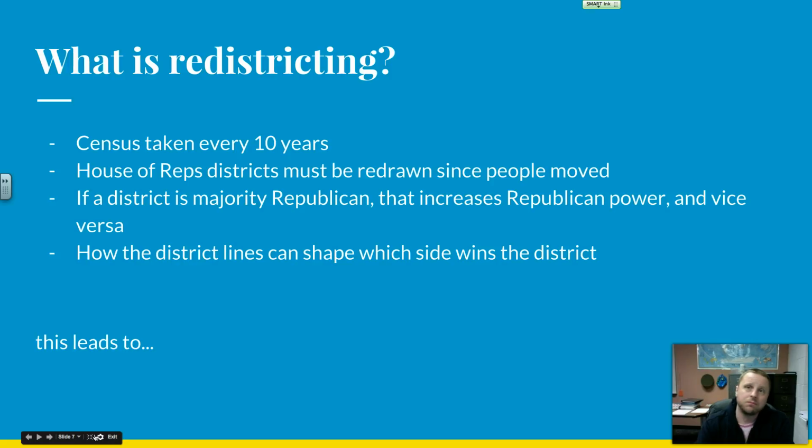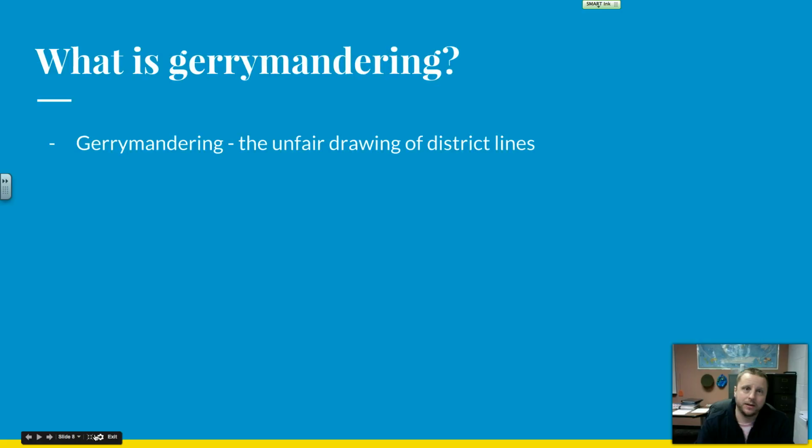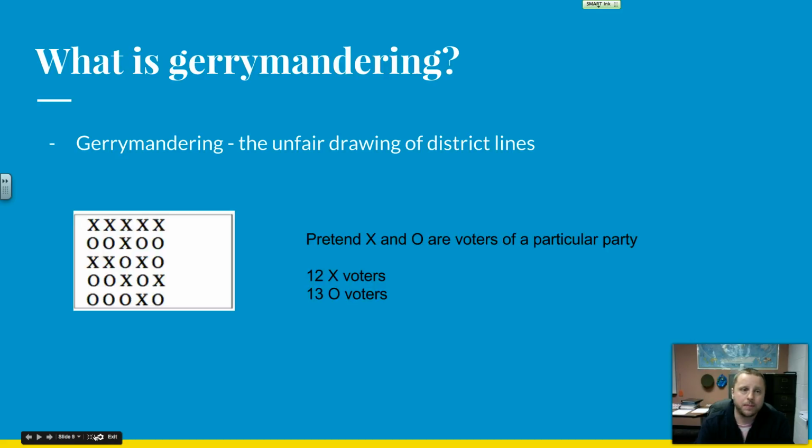This leads to what gerrymandering is. Gerrymandering is the unfair drawing of district lines, where one party draws the lines to their advantage in some way or another. For example, let's look at this hypothetical situation, where you have this district with 25 voters in it. You pretend the X's are one party, the O's are another party. If we count these up, we have 12 X voters and 13 O voters.